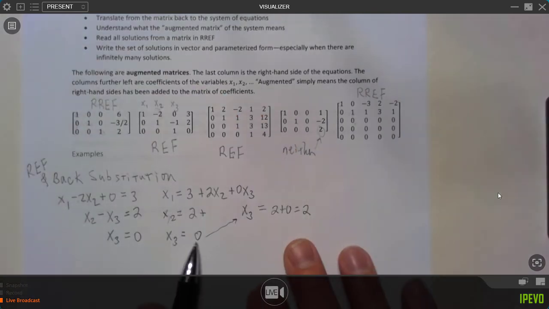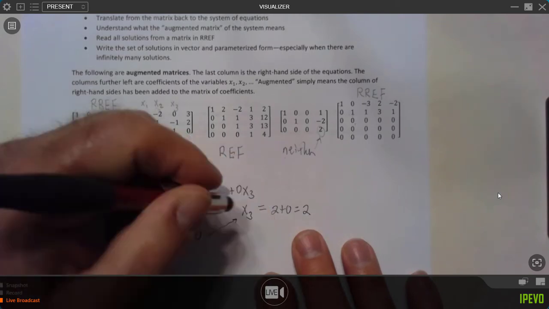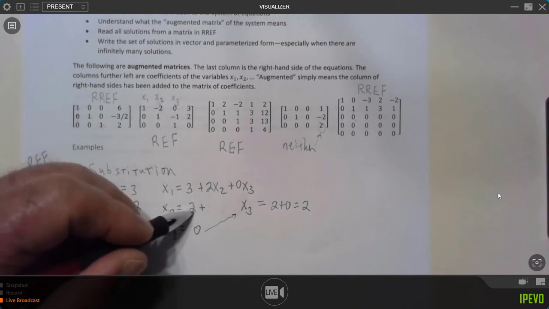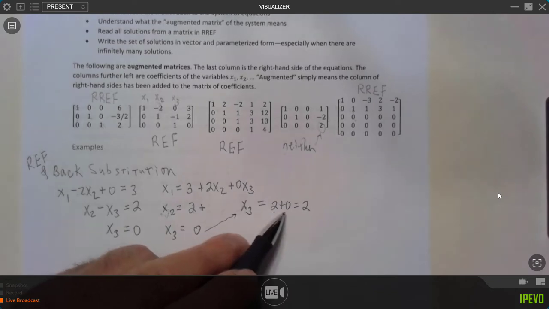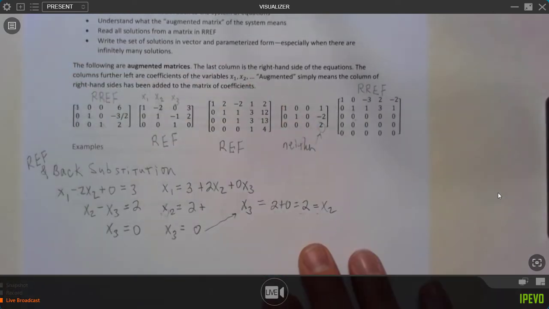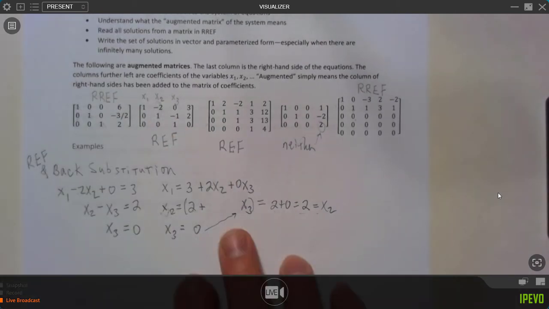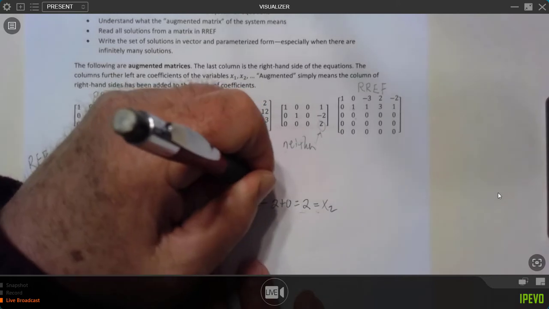And now I know the value of x3 and the value of, whoops, I made a mistake here. Oh, I didn't. I'm just not reading it carefully. x2 equals 2 plus x3, and therefore x2 is equal to 2 plus 0, or 2. Let me just label this here so we can read it. Now, I know the value of x2. It's a 2. I know the value of x3. That's a 0. I can plug them in here.